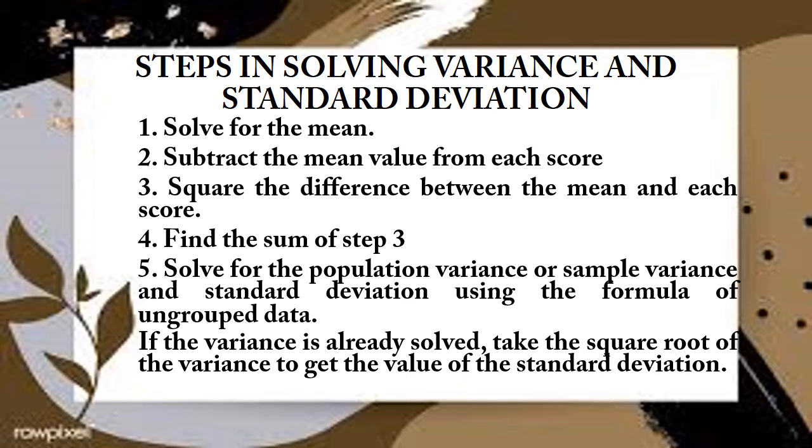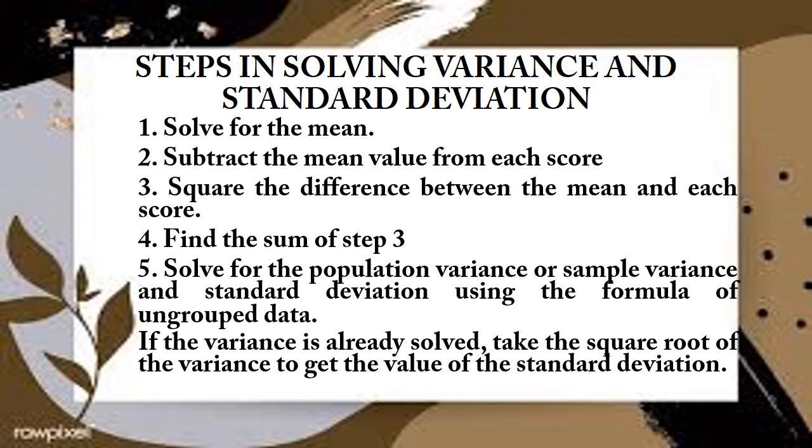Now we also have the steps in solving standard deviation. First, we need to solve for the mean. Then we subtract the mean value from each score. Then we square the difference between the mean and each score. Then we find the sum of step 3. And we solve for the population variance or sample variance and standard deviation using the formula for ungrouped data. So today we are going to focus on ungrouped data, and show you how to get the standard deviation using it.